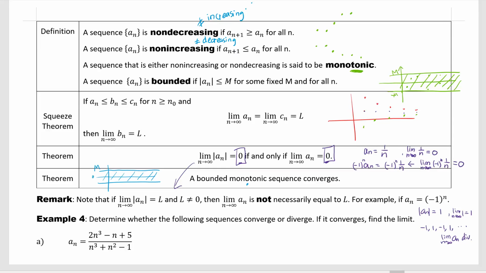Non-increasing, it could be decreasing or stay the same. It's like non-negative number, non-positive number, it could be negative or 0. Okay? So, a bounded monotonic sequence, monotonic is either non-increasing or non-decreasing. So, in terms of the picture, it's like this. So, this guy also converges. So, we know that if it's monotonic, it will eventually converge to some number L. Okay, this is the theorem I'm going to talk about.